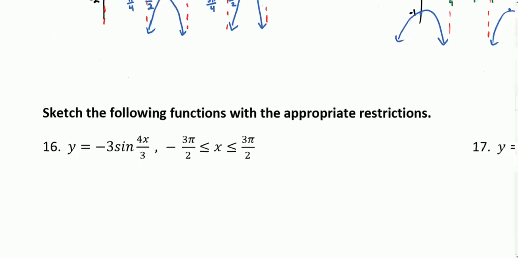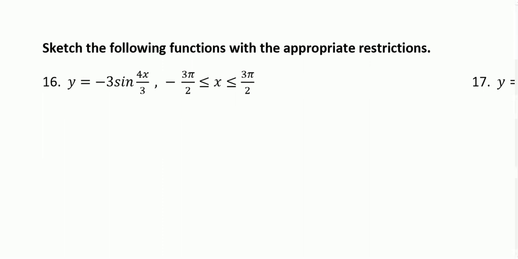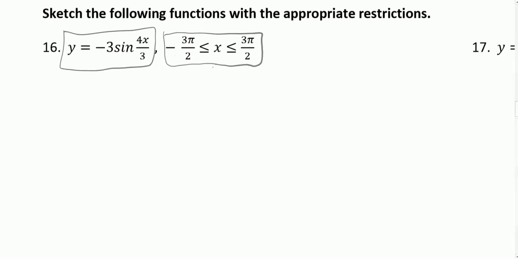(16) Sketch the following function with the appropriate restrictions. So we have our function here that we're graphing. And then the second piece here is telling us what part of the x-axis we want. So we want to make sure we're hitting from negative 3 pi over 2 to positive 3 pi over 2. Notice we're going as far left as we are on the right side.